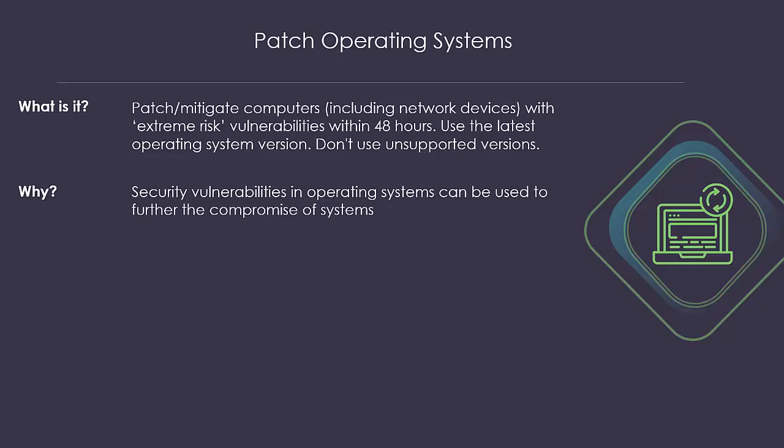The second point is you need to be running supported operating systems that vendors still support and actively release patches for. A good example of this is Windows 7. Microsoft stopped the support of Windows 7 after 10 years, and therefore they are no longer going to be releasing security fixes for it. The hackers know this and they will target businesses still running Windows 7.